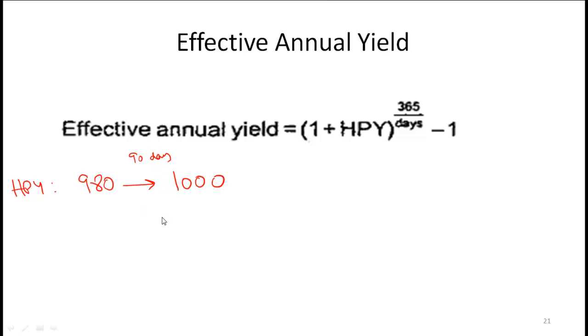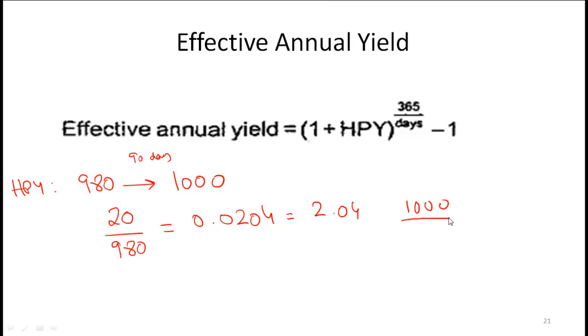Our holding period yield can be thought of as 20 divided by 980, which is equal to 0.0204, which is 2.04%. Another way of doing this is to simply say 1000 divided by 980 minus 1, which will also give you 0.0204. So your holding period yield is 0.0204.